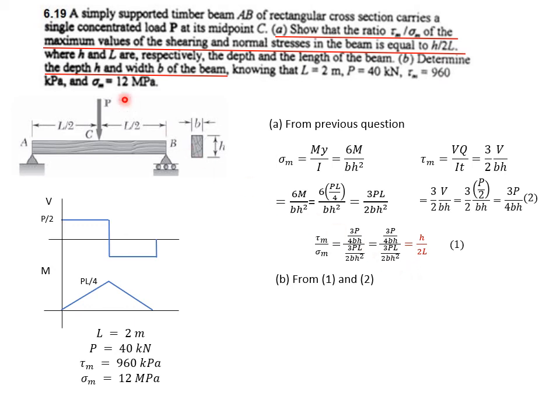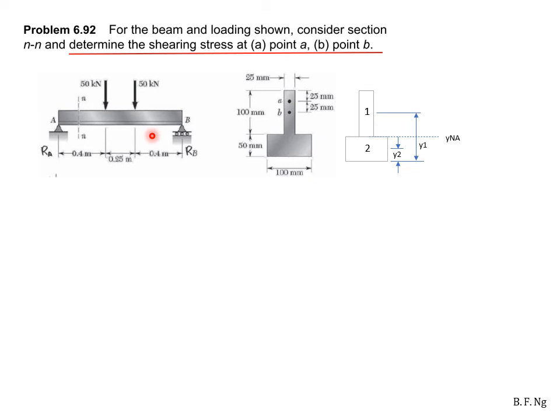To obtain the values for h and b, we will use equations 1 over here and 2 to obtain h equals 320 mm and b equals 97.7 mm. In this next question, we have a beam that is supported by pins and we have 2 point loads at the center. We are told to determine the shearing stresses at points A and B along the cross section.